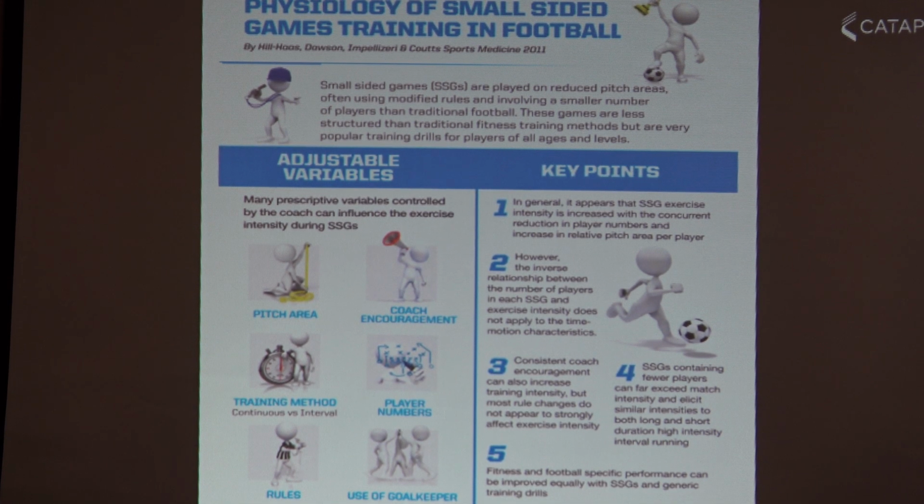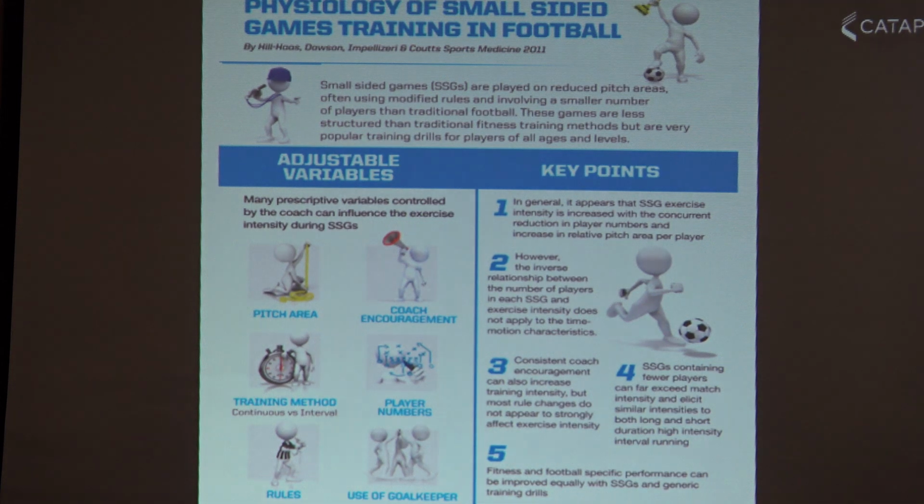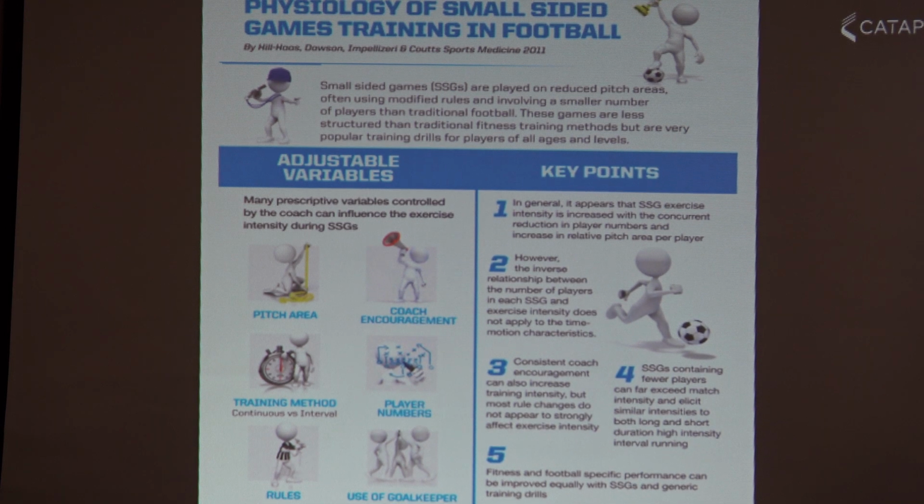And also the rules of the games, like whether it's one touch or two touch, or in Magnus' example this morning, the 8 against 8, you have to push to the line. If you have these kinds of change of rules, then the physical output will also be different.